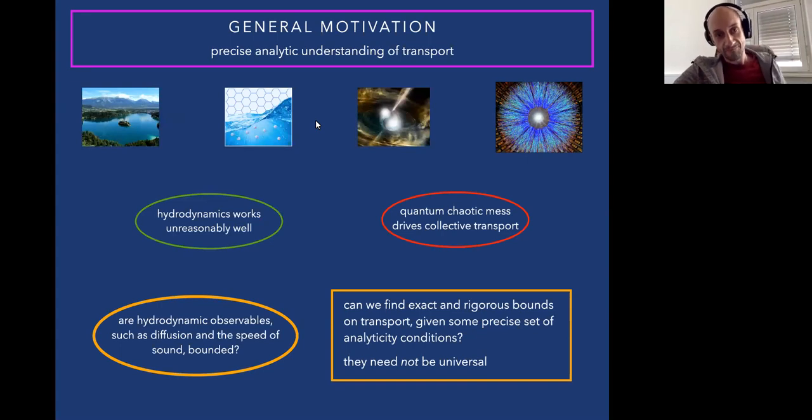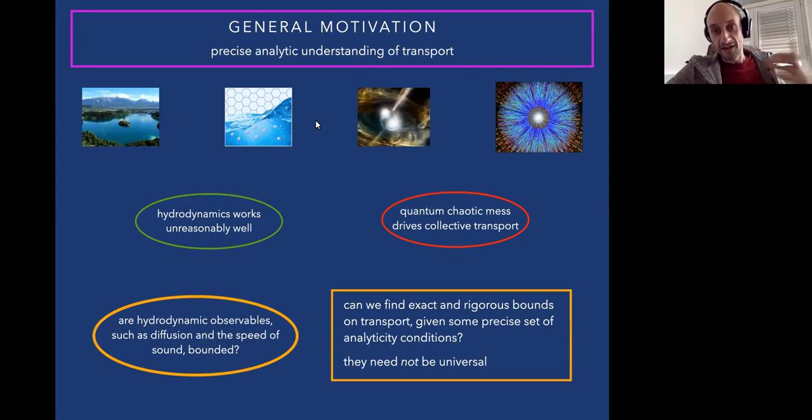So there are three statements that I'm going to address today. The first statement that keeps appearing all over the place is that hydrodynamics as an effective description works unreasonably well. I will not say much about this, but I will review what, from my point of view and my recent work, we have learned about this question, which is broad, but from one particular point of view that I've been interested in.